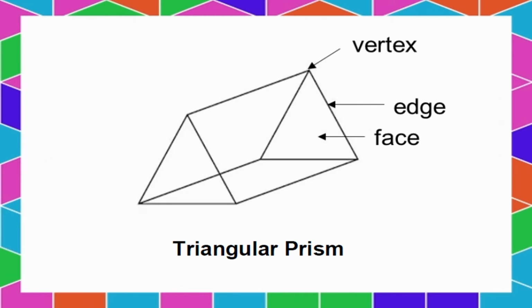The next solid figure that we're going to visualize is a triangular prism. A triangular prism has faces, edges, and vertices. Again, this solid figure is what we call a triangular prism.